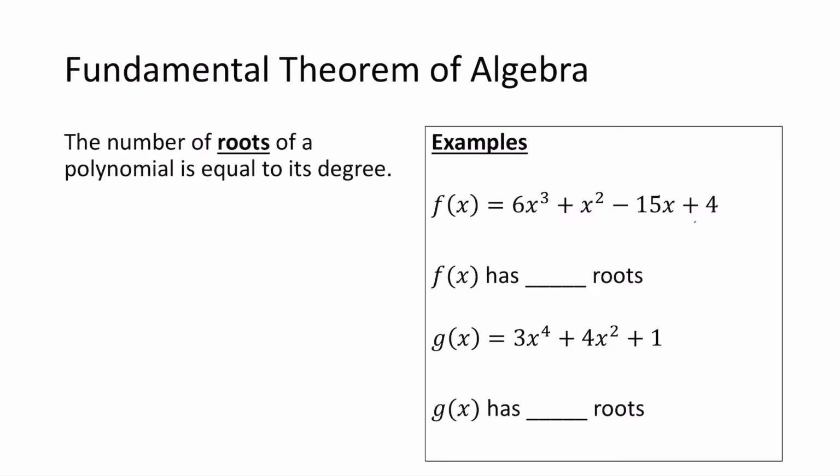So we also have this theorem called the fundamental theorem of algebra that tells us that the number of roots of a polynomial is equal to its degree. So for example, f of x has a degree of 3, so we would say that f of x has 3 roots. G of x has a degree of 4, so we would say that g of x has 4 roots.